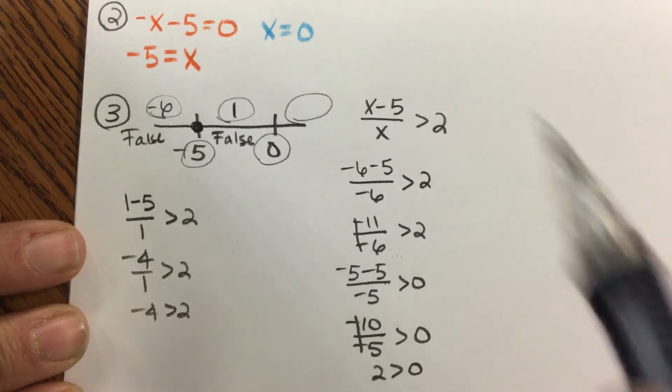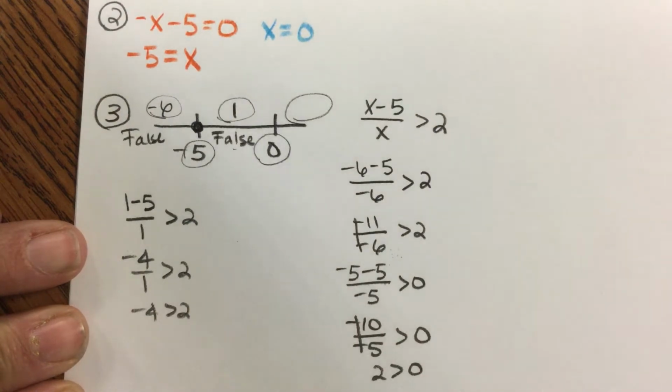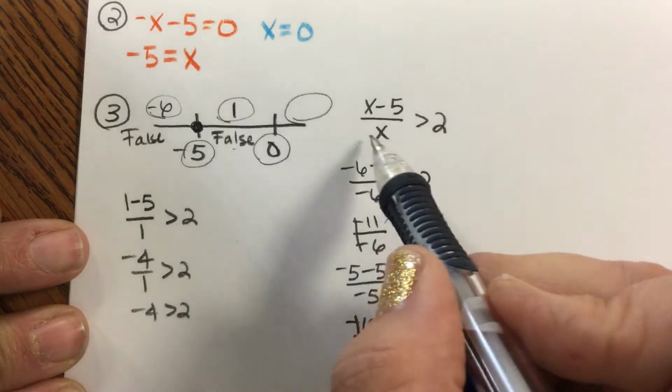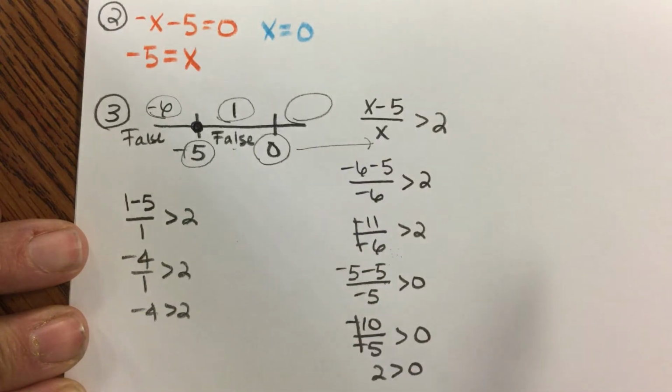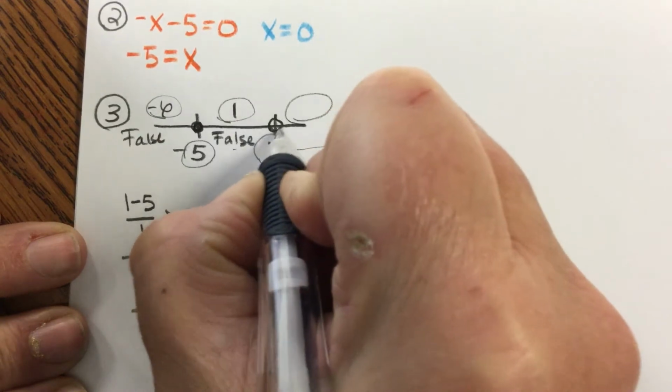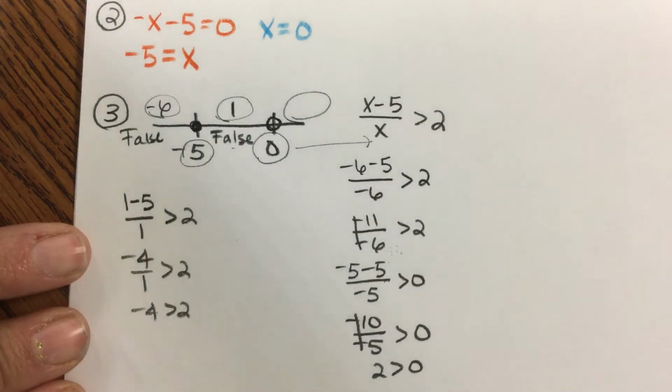Okay, let's keep going. Maybe we've made a mistake here. All right, so let's keep going. Let's pick 0, and we notice if we pick 0, that would make our expression undefined. So we're going to make an open circle. Can't fill that one in.